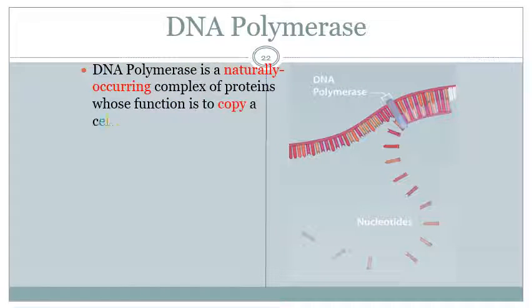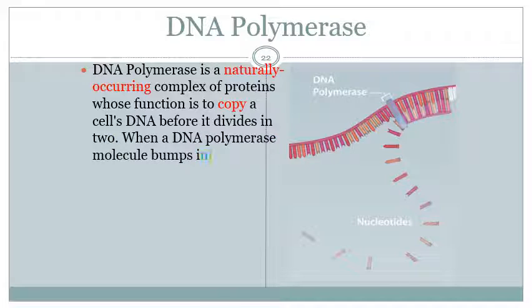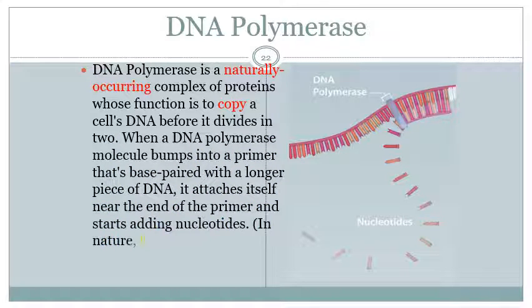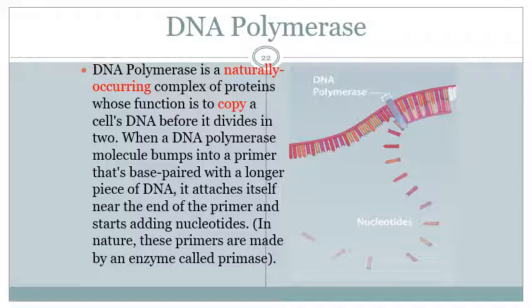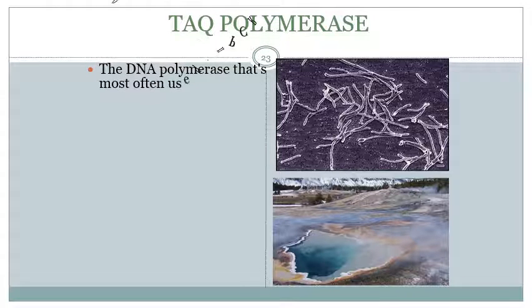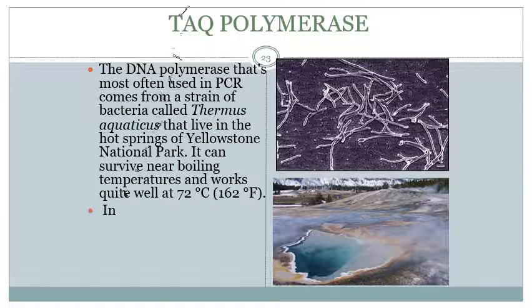Next, we can study the DNA polymerase. DNA polymerase is a naturally occurring enzyme. You know, enzymes are complex proteins. Its function is to copy the cell's DNA before it divides into two. Taq polymerase, the DNA polymerase most often used in PCR, comes from a strain of bacteria called Thermus aquaticus.